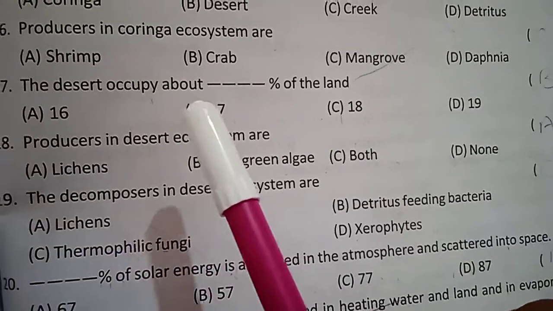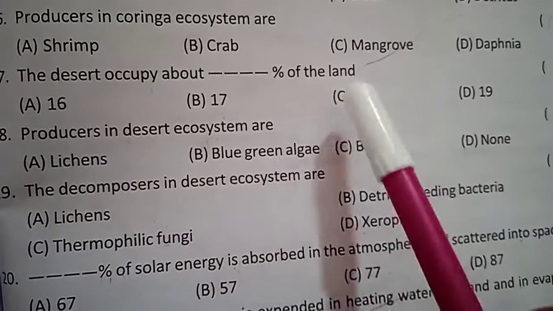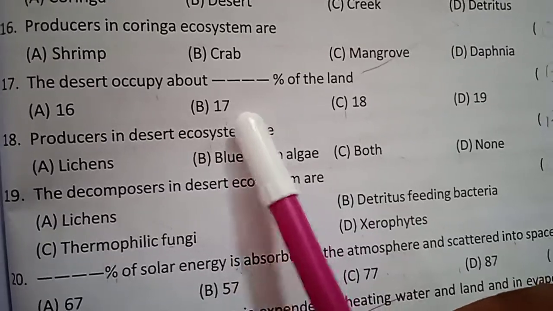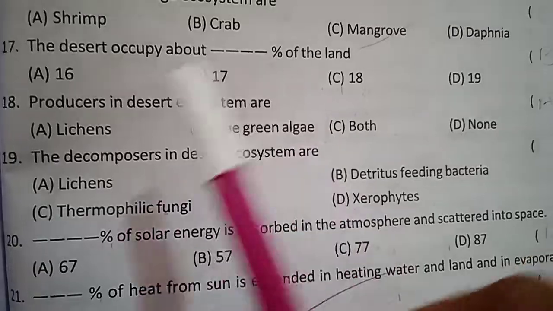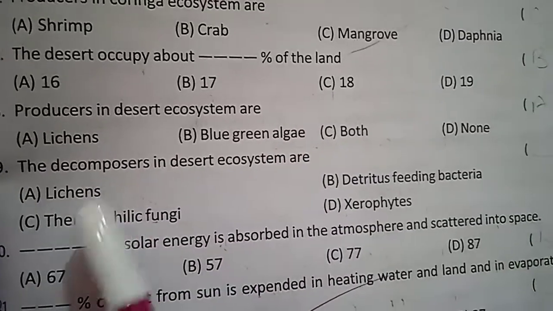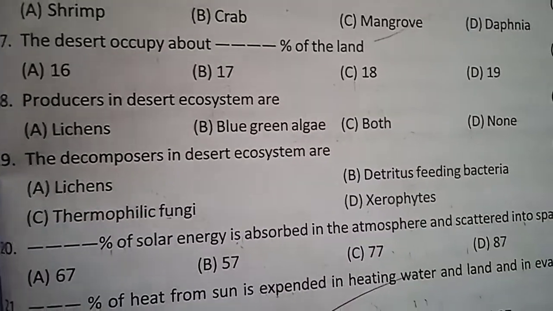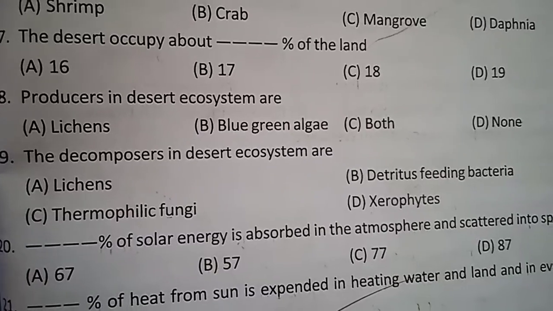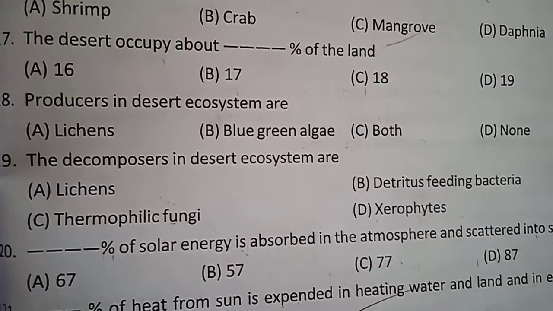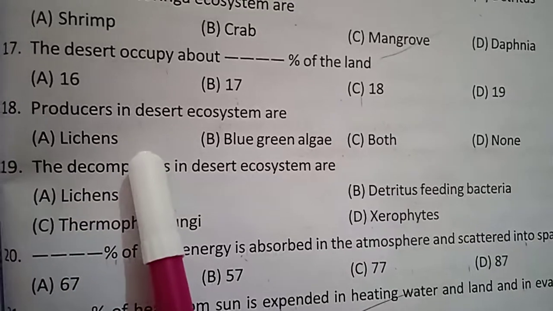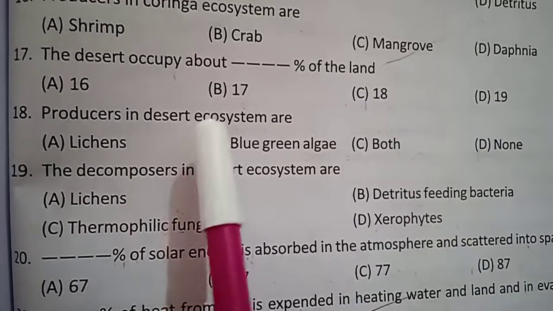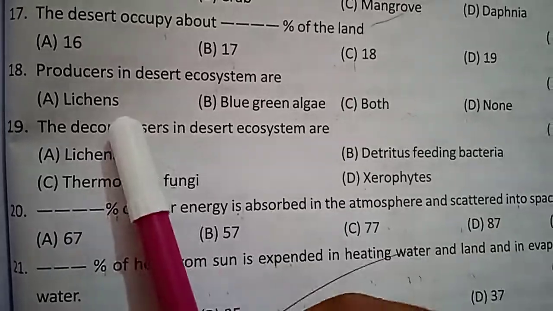The desert occupy about dash percent of the land, 17% of the land. Producers in desert ecosystem are lichens, because lichens can tolerate dry conditions of extreme and lower conditions of the cool also. Like fungi, algae colony is lichens. So producers in desert ecosystem are lichens.